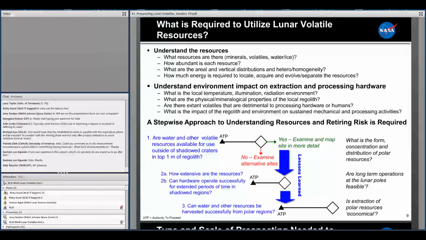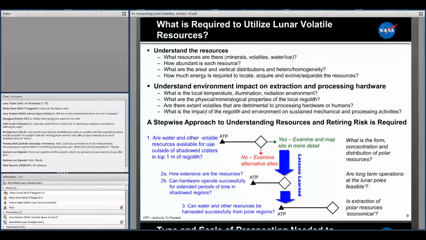We also need to understand the environmental impact on our hardware. What's the local temperature and illumination and radiation environment like? What are the physical properties of the regolith? I believe Tony Colaprete has theorized that the LCROSS material in Cabeus, in the permanently shadowed crater, was actually fairly fluffy on the surface. Other times, if you get to what Paul Spudis hopes is ice layers, that could be extremely hard material.